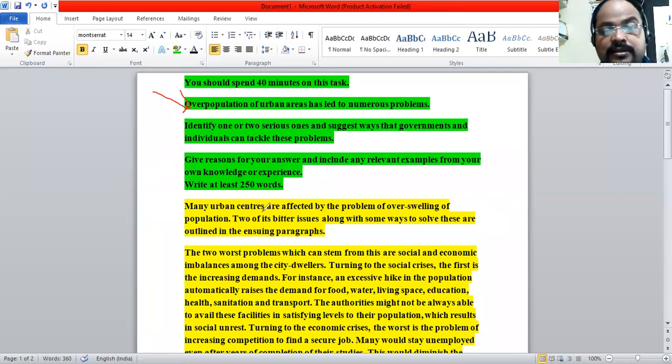Many urban centers are affected by the problem of overswelling of population. Yes, it is there. Two of its bitter issues, along with some ways to solve these, are outlined in the ensuing paragraphs. So this thing is also there. So let us go ahead and see the first particular sentence in the introduction. Many urban areas are affected by the problem of overswelling population.